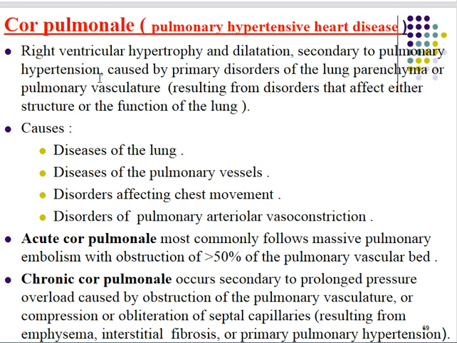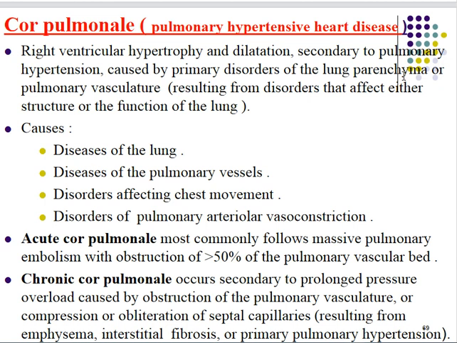That is to say, hypertension in the pulmonary vessels will reverse systolic pressure on the right side of the heart, resulting in right ventricular hypertrophy caused by a primary disorder of the lung parenchyma or pulmonary vasculature, or both, resulting from a disorder that affects either the structure or the function of the lung.